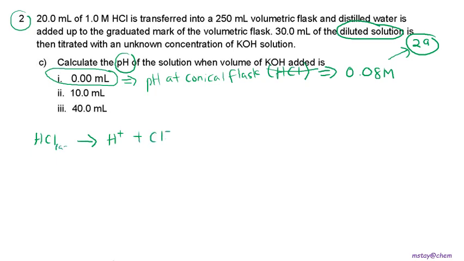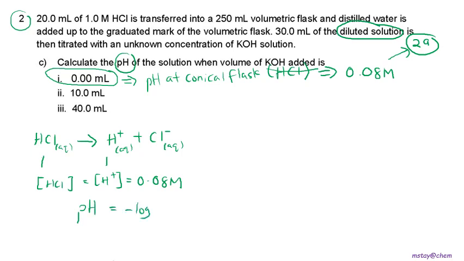So from here we know that the ratio for HCl and H+ is 1 to 1. So the concentration of HCl will equal the concentration of H+. In this case, as we mentioned, from the calculation of answer 2a, we get 0.08 molar. To find the pH value, it is negative log of the concentration of H+, which is 0.08. Press the calculator, and you will get a pH value of 1.1.